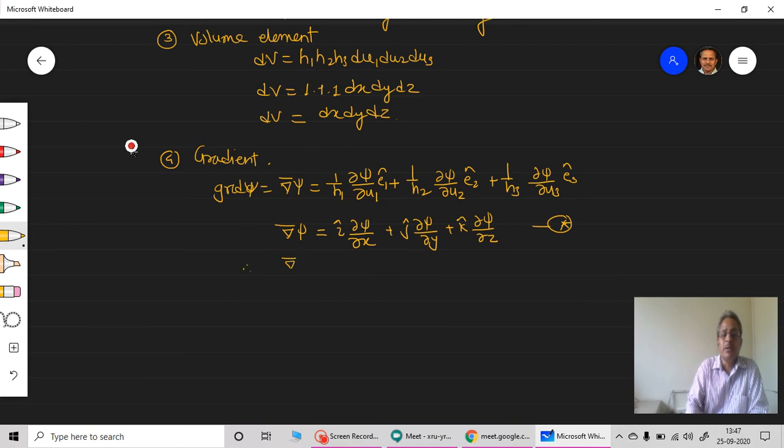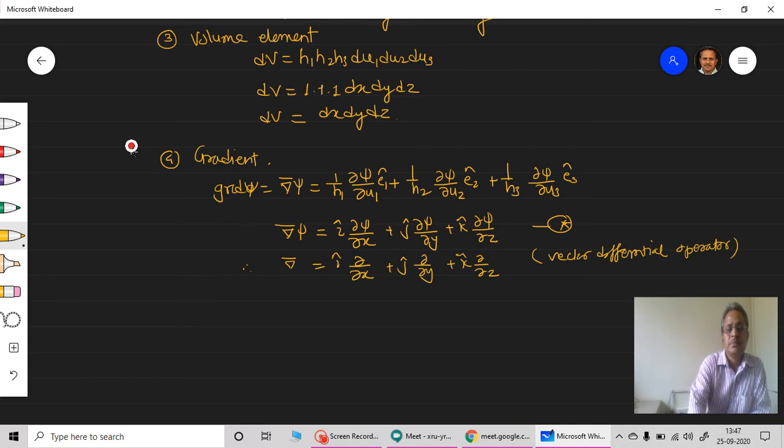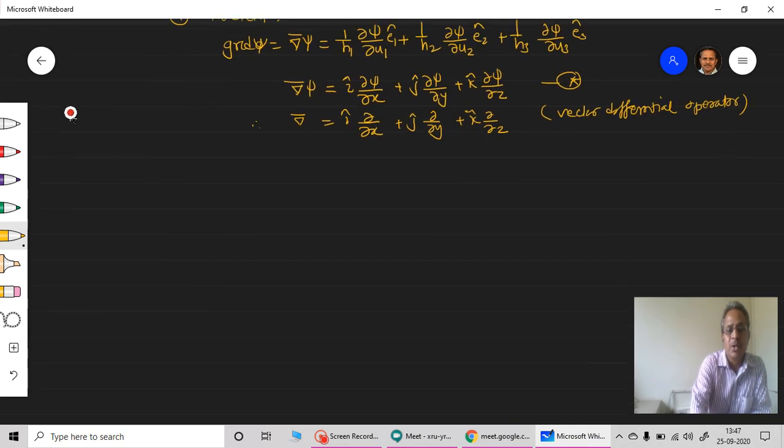and therefore the vector differential operator is known to us. Therefore del, the vector differential operator, in this case is i cap into del by del x plus j cap into del upon del y plus k cap into del upon del z. This is the vector differential operator. Why am I writing it here? Because we are going to define this also in the next second and third example.